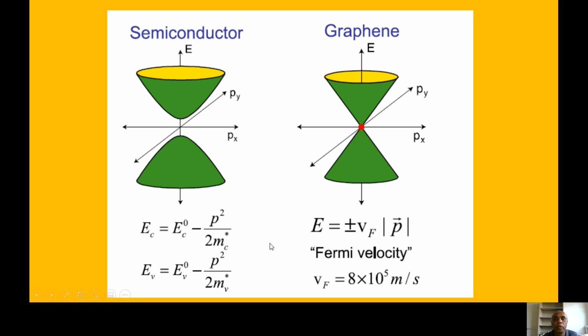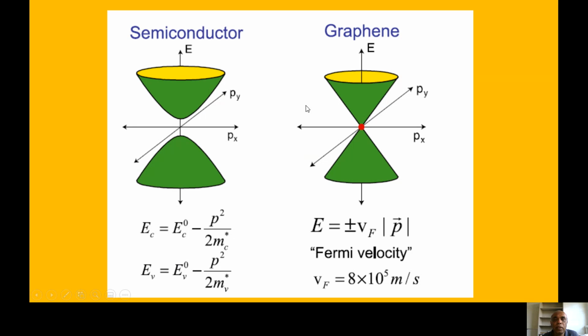Another important thing to understand is that in a standard semiconductor we have parabolic bands, right? Given by p squared over 2m. Here you have the conduction band and the valence band. Depending on which position you are measuring from, you can write an equation for the conduction band and the valence band. Here it is with respect to the conduction band minimum, and here with respect to the valence band maximum.